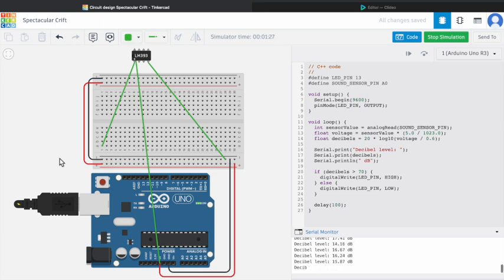In summary, this code sets up a system to monitor sound levels using a sensor, displays those levels, and visually indicates when the sound exceeds a certain threshold using an LED. It's a simple yet effective way to visualize sound intensity in real time.